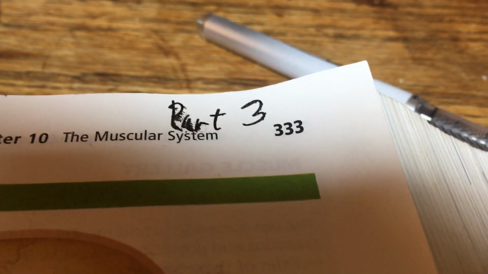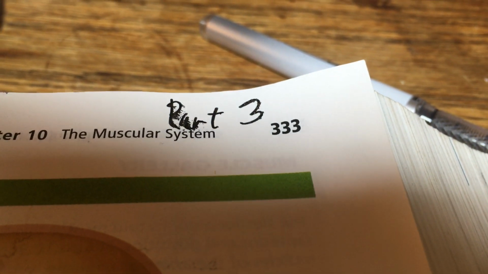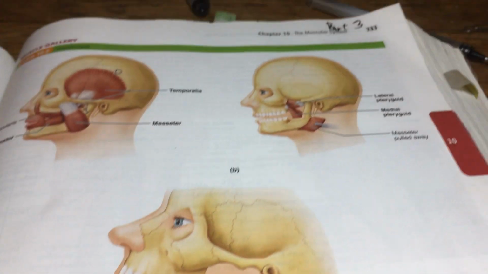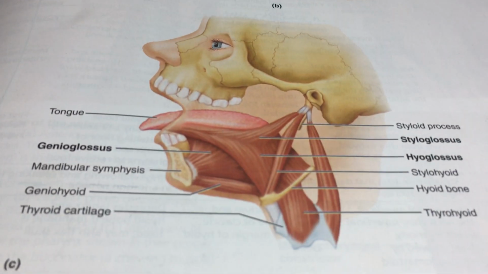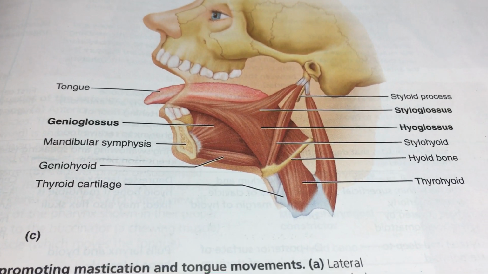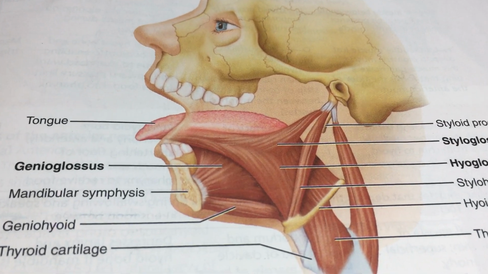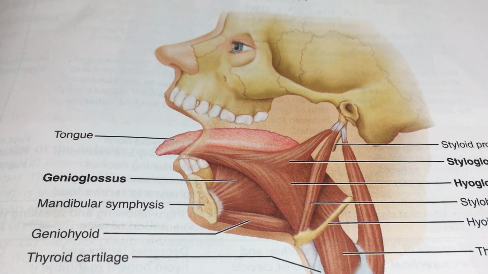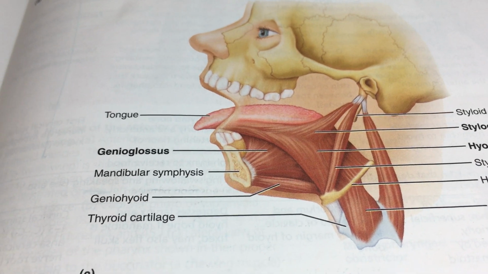Here we go. We're at part 3 on page 333. In this case, we're moving on from the muscles of mastication, and we're going to consider the tongue. The tongue is a very interesting muscle in that it moves in a vast variety of ways.